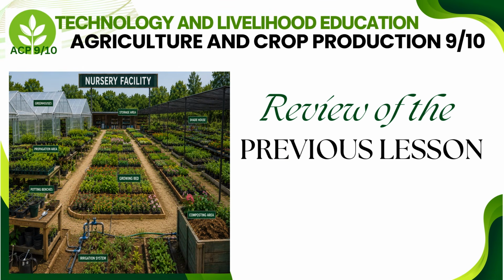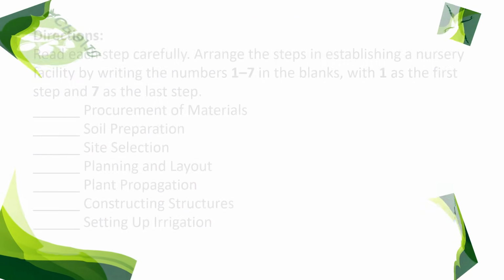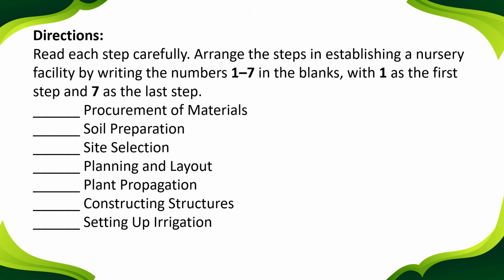Review of the previous lesson. Directions: read each step carefully. Arrange the steps in establishing a nursery facility by writing the numbers 1 to 7 in the blanks, with 1 as the first step and 7 as the last step.